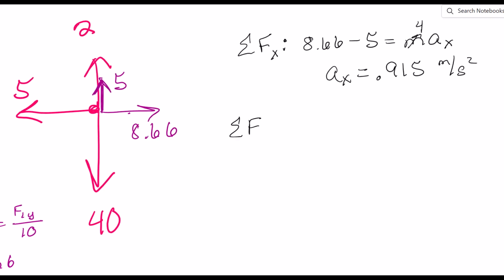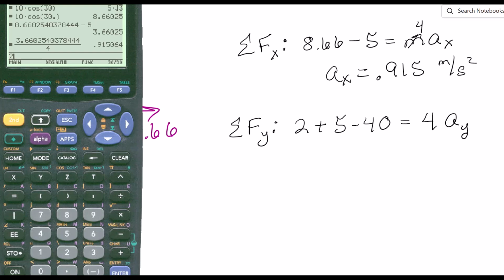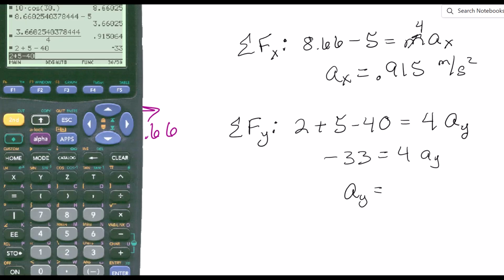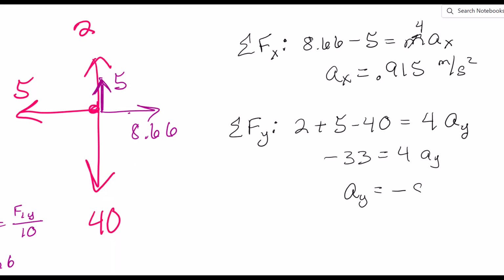Then the sum of the forces in the y: 2's going up, 5's going up, 40's going down, and that's equal to mass times acceleration in the y direction. This one I'm going to be a little bit more careful. 2 plus 5 minus 40, so that's negative 33 equals 4ay. So ay is going to be negative 33 divided by 4, giving me negative 8.25.